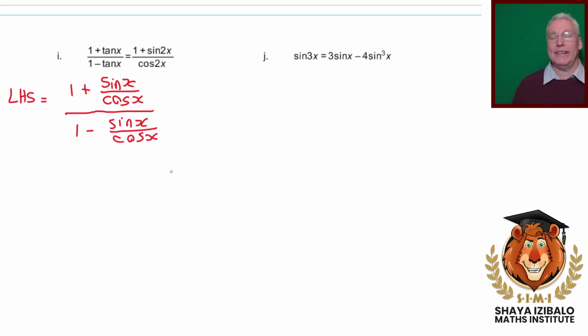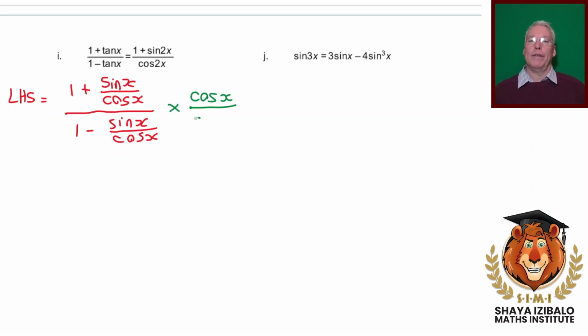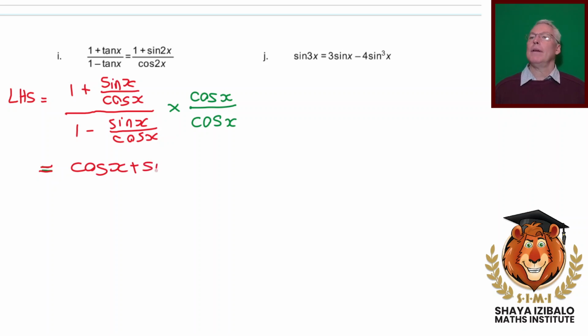Okay, now this is quite hectic because we've got like a double-decker fraction. I'm going to show you a little trick here to eliminate a double-decker fraction. If we multiply by cos x over cos x, now remember cos x over cos x is just 1. We're not changing the value, all right? Then watch what happens. This cos x needs to multiply with the 1, and we get cos x. And it also needs to multiply with the sine x over cos x, and it divides out. So we get cos x plus sine x on the top. And on the bottom, we get cos x minus sine x. Now that is much tidier.